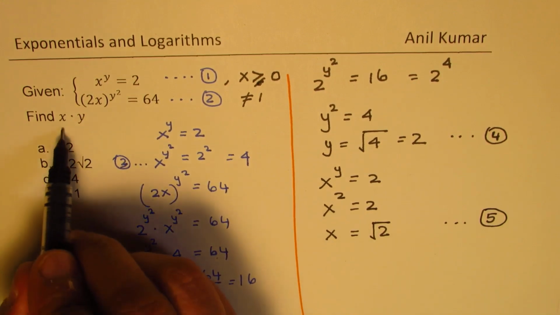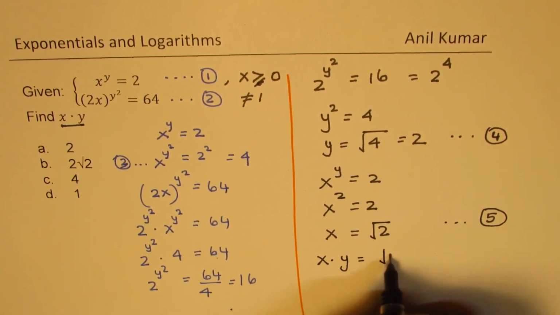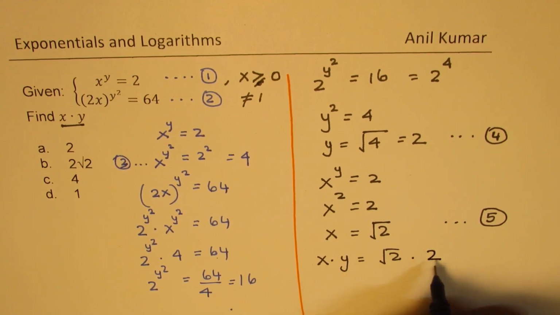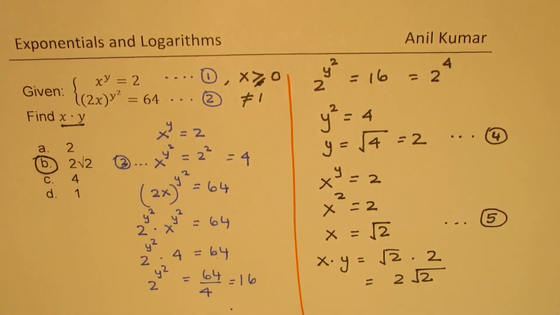We need to find the product of x and y. So x times y is square root 2 times 2. So we get 2 square root 2 as our answer, right? Which is option B for us. So that is how we can solve this system of equations on logarithms. I hope that helps.